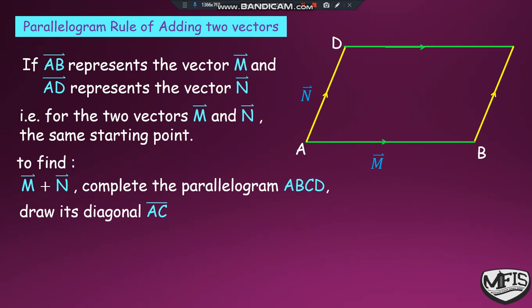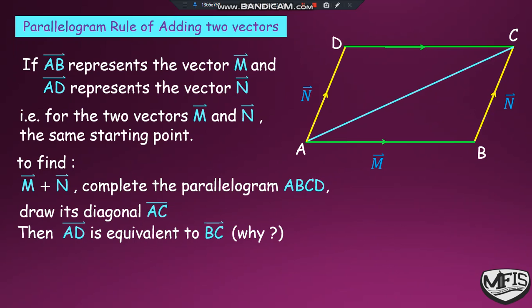Okay, so the AD vector is like the BC vector. AD equals N, so BC is also represented by the N vector. So if we want to make M plus N, we make AB plus BC. So the resultant, or the addition of the vector M and the vector N, is represented by the directed line segment AC.